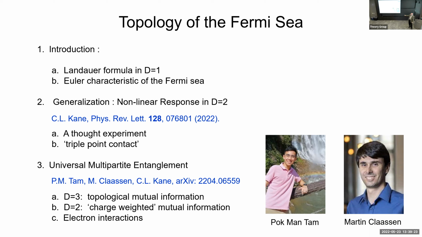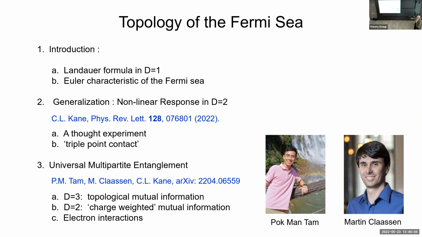Okay, and so this is going to lead into a discussion of the Euler characteristic of the Fermi sea, and then two applications of this. One is to a kind of nonlinear response in a two-dimensional system, which I'll describe to you, and a second is to come up with a universal characterization of the quantum entanglement in a Fermi gas or a Fermi liquid. Okay, and so the first story is in a paper I wrote last summer. The second story, we recently posted a long paper about the entanglement, and this is the work with my student, my PhD student, Pak-Man Tam, and also my colleague, Martin Klassen.